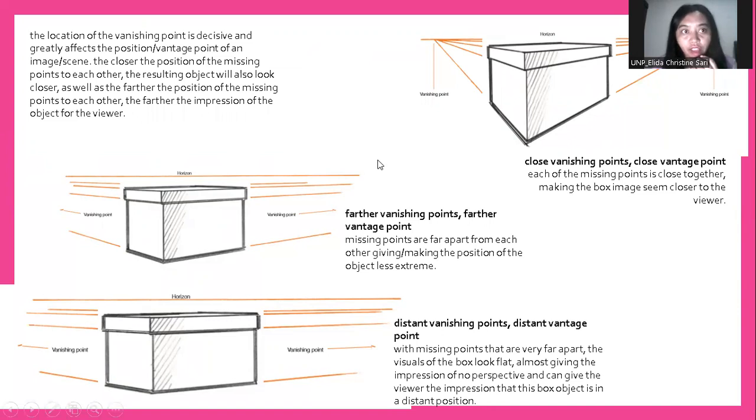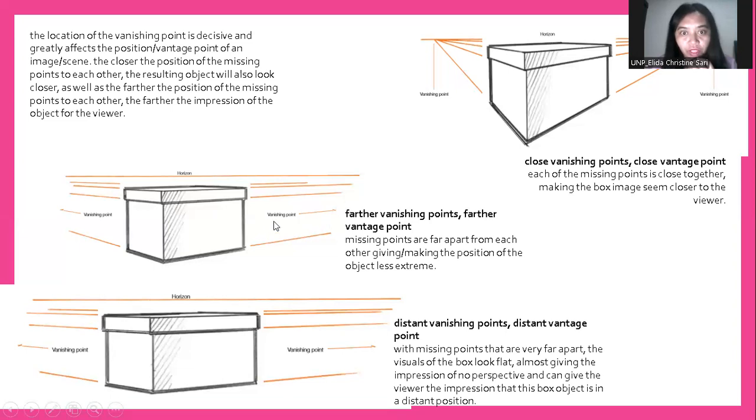The position of the vanishing points greatly affects the vantage point of the image or scene. The closer the vanishing points are to each other, the closer the resulting object will look, while the further the vanishing points are from each other, the further the object will seem from the viewer. Like in the first picture, close vanishing points, close vantage point. So what is the meaning? The meaning is that the vanishing points being close to each other make the box seem closer to the viewer.